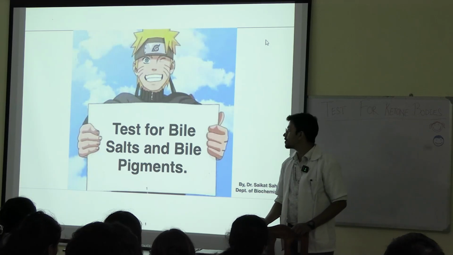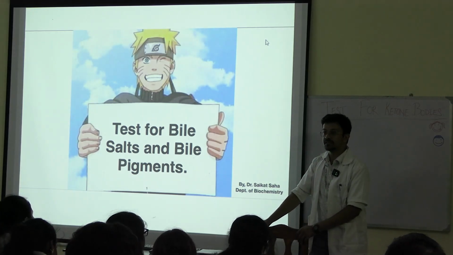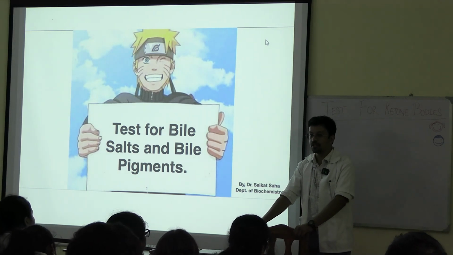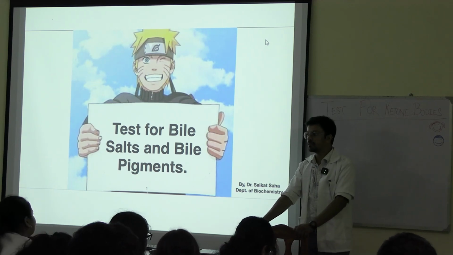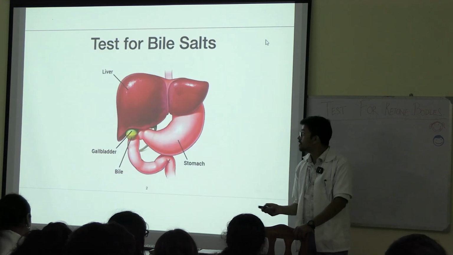Okay, so today we'll be going for the test for the bile salts and the bile pigments. Anybody has any idea of where this bile is present? In the liver. It's produced in the liver and stored in the gallbladder. Whenever the body requires, the gallbladder releases it throughout the day, and it helps in what? Digestion. Exactly. So here we go.